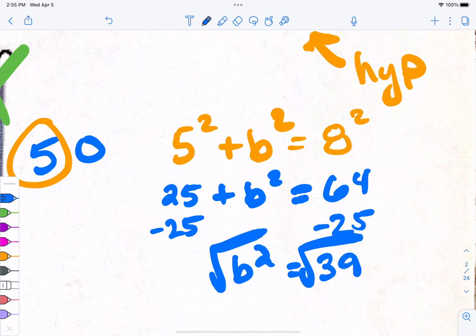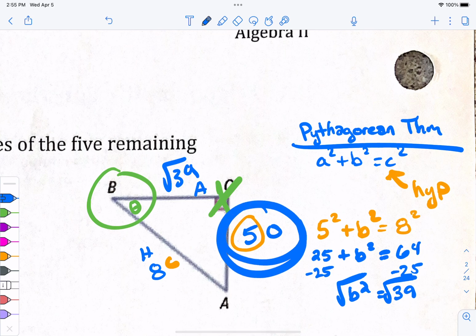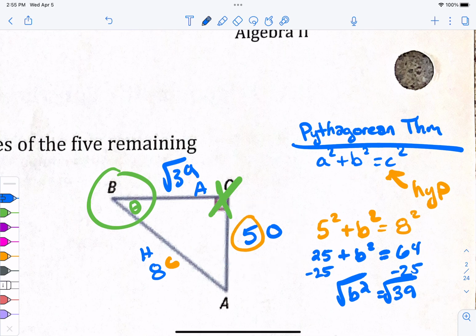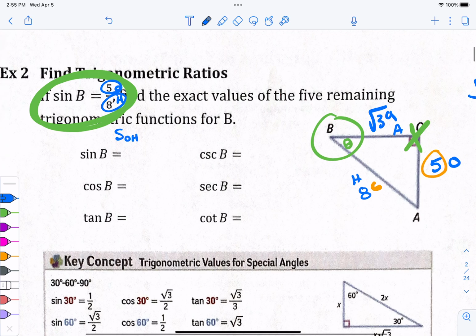And then how do we find B? Take the square root. The square root of 39 comes out as a decimal, so we're going to leave it as the square root of 39. We don't put it as a decimal. Now, is that opposite, hypotenuse, or adjacent? Adjacent. We already have an opposite here. It's right there. That's the adjacent side. True? Yes? Okay.